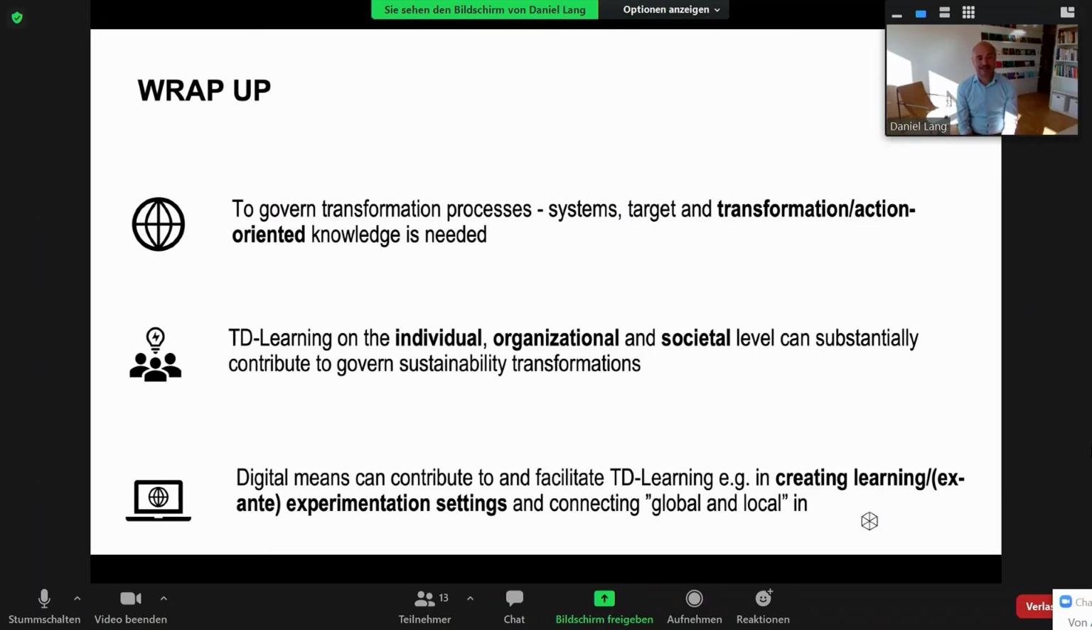And I deliberately use digital means because, and this was also mentioned in one of the previous presentations, for me, it's means and not ends. Digital means can contribute to facilitate transdisciplinary learning on these different levels, for instance, by creating learning and experimentation settings that are safer, that help us to experiment without really engaging with concrete change processes, or before we engage in concrete change processes. And it also helps connecting the local and global.